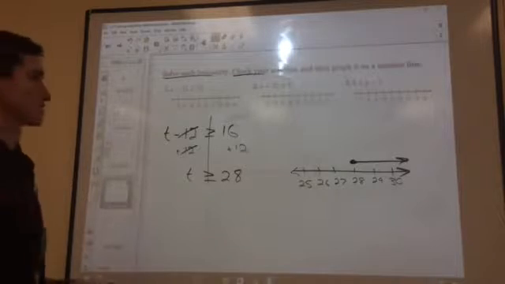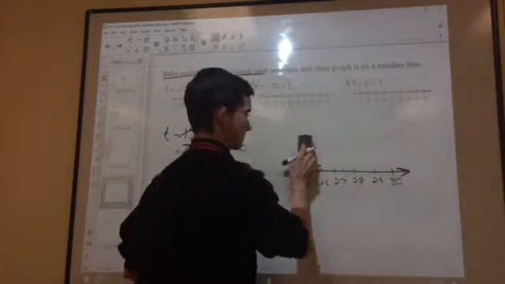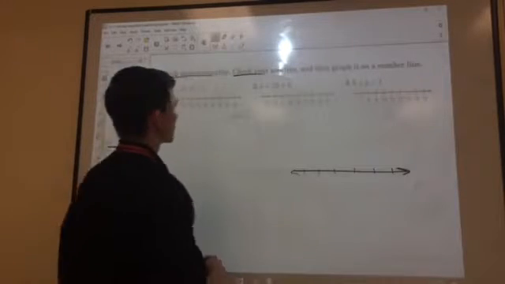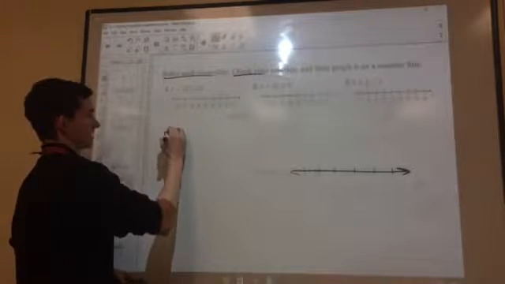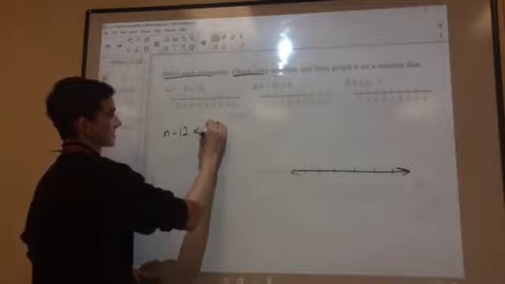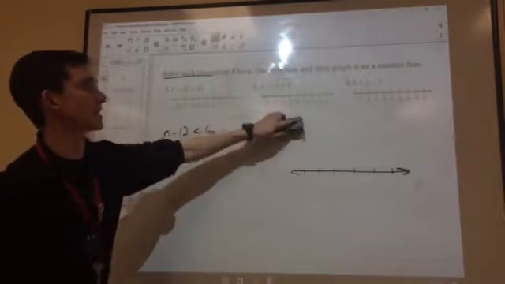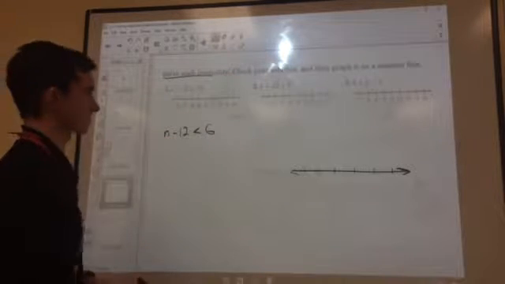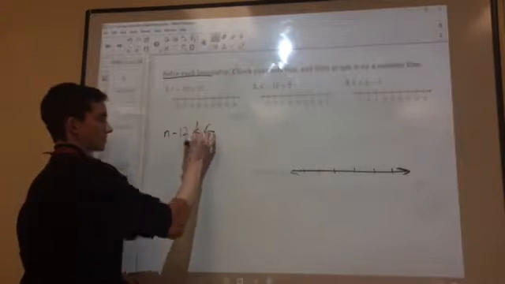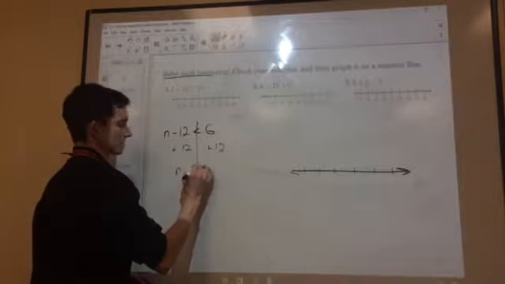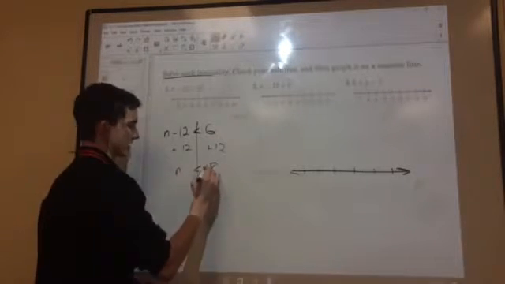Okay, so that's the first example. I'm going to go ahead and leave my number line up there. All right, next one was n minus 12 is less than 6. So I'm also going to stop checking my answers just for the sake of time. But remember to check your answers. All right, so solving this, plus 12, n is less than 18.